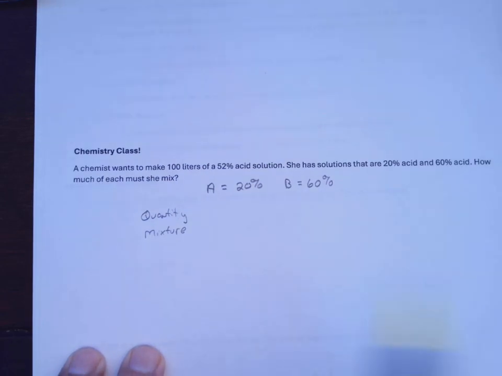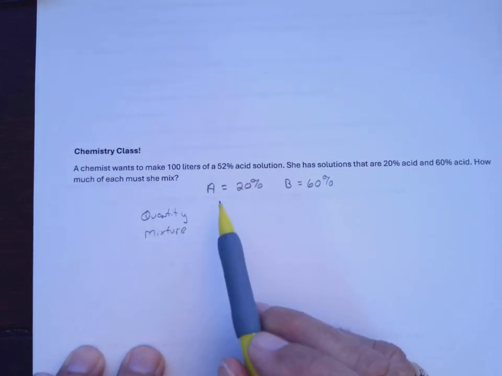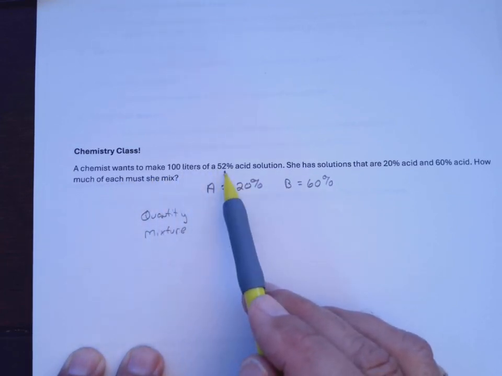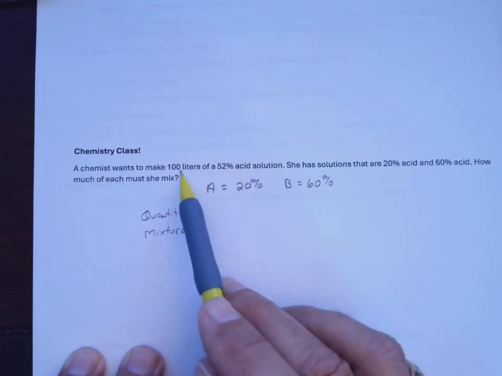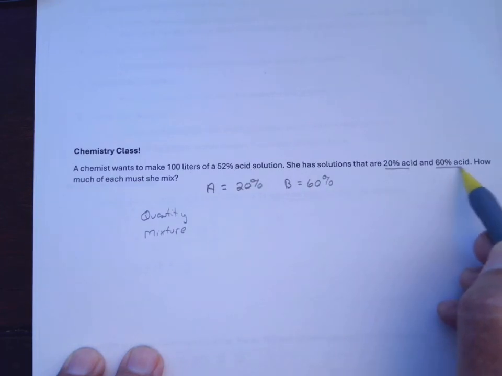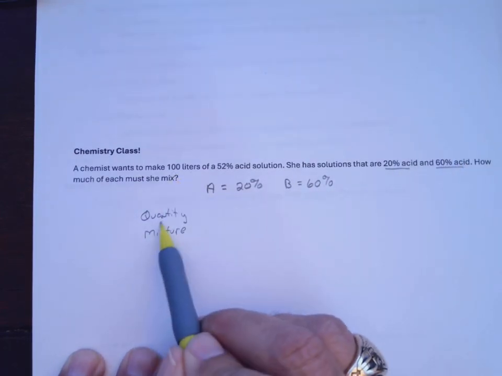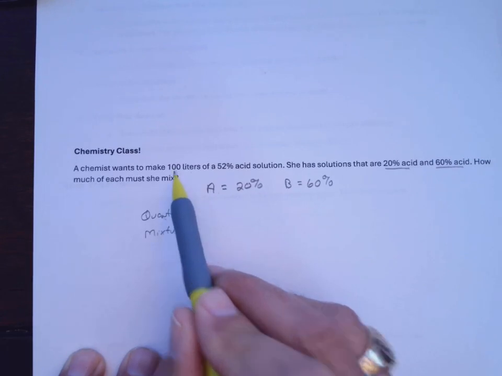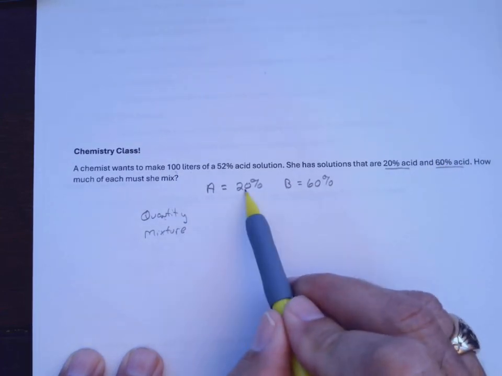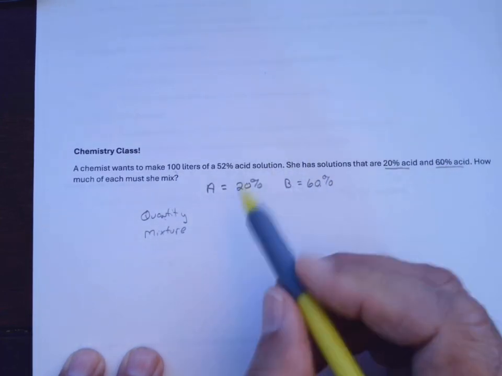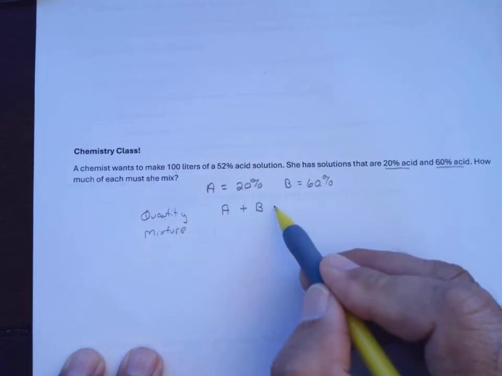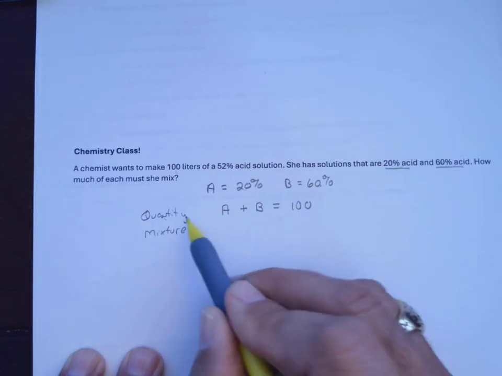Okay, one last problem from your chemistry class. The chemist wants to make 100 liters of a 52% acid solution. Okay, and you can see that there's two acids going to be mixed, a 20% and a 60%. So this first sentence gives us a quantity equation. We're making 100 liters and there's only two types of acid. So since they're both acids, I'll call A the 20% acid and B the 60% acid. And it says that if I'm making 100 liters of these two acids, if I add the two together, I'm going to get 100 quantity.